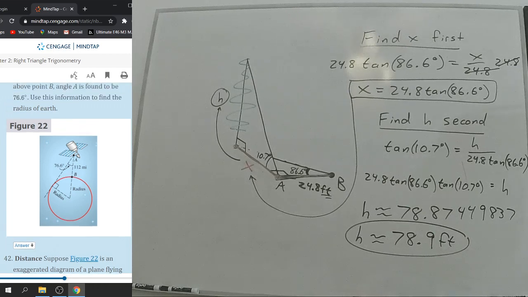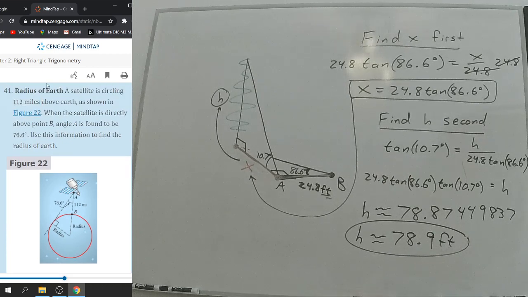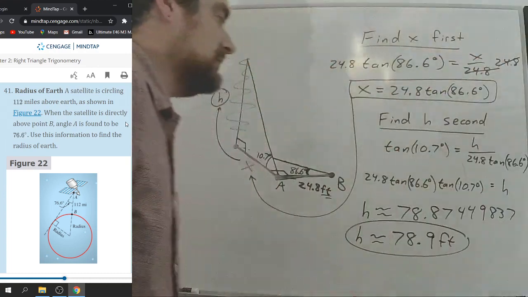Not 42, is it 41, I guess, is referencing? Yeah, 41. Talks about the radius of Earth. This one's a little different because at least it's got a circle in there. It says a satellite is circling 112 miles above Earth, as shown in the figure. When the satellite is directly above point B, angle A is found to be 76.6 degrees. Use this information to find the radius of the Earth.